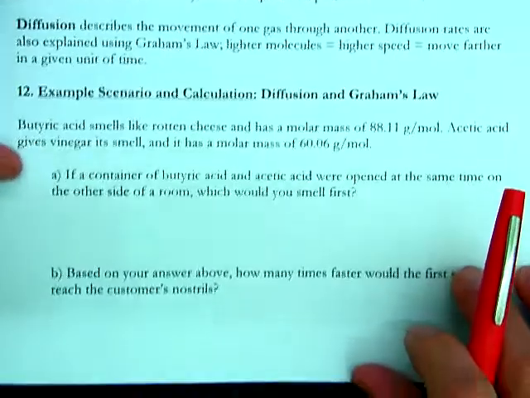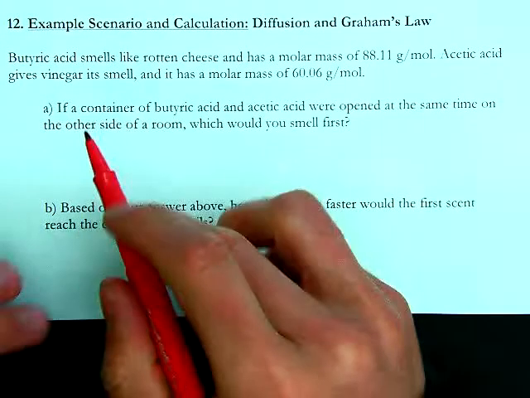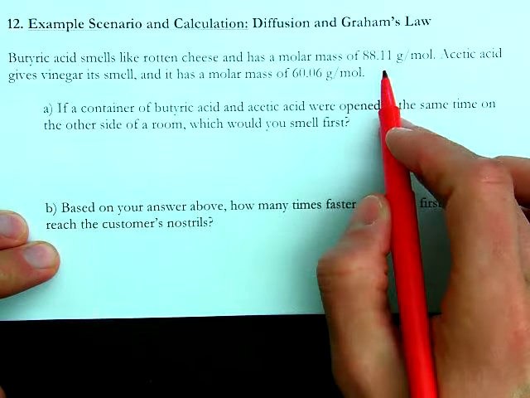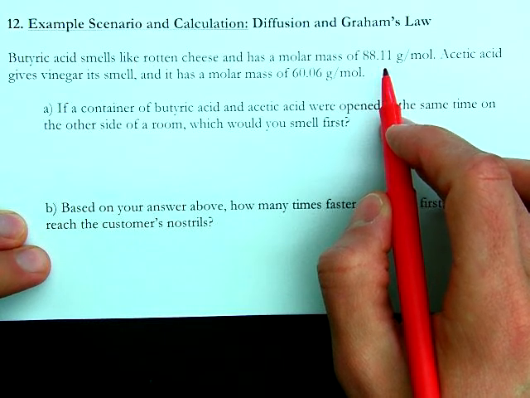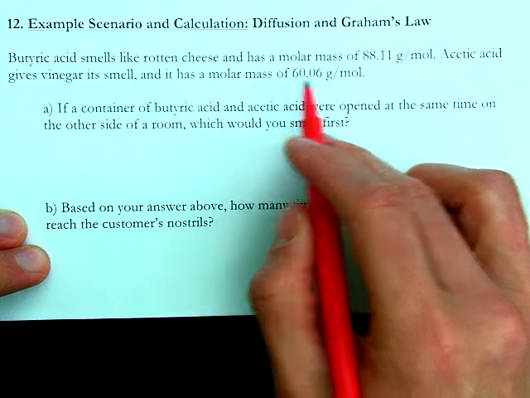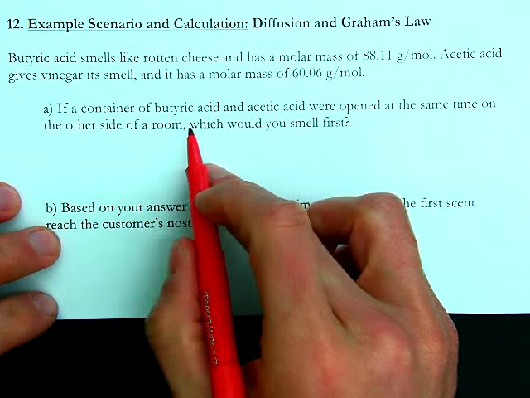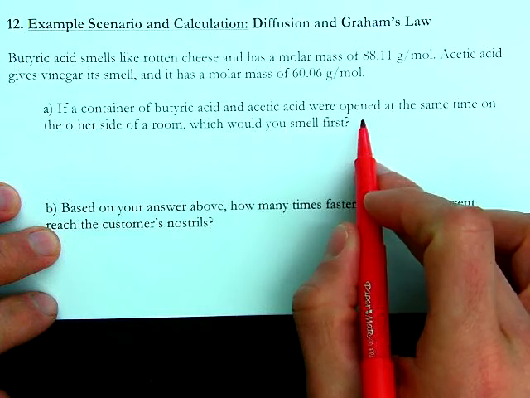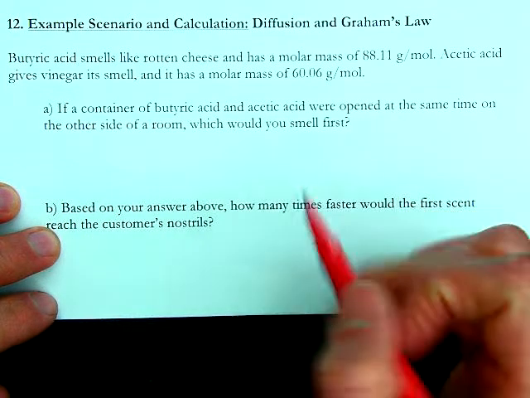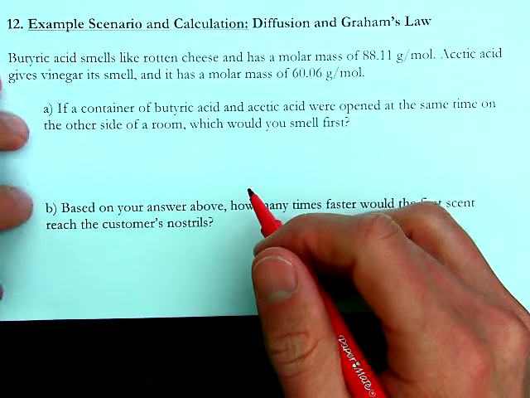The first example problem says, butyric acid smells sort of like rotten cheese. It's putrid smelling, and has a molar mass of 88.11 grams per mole. Acetic acid is what gives vinegar its smell, and has a molar mass of 60.06 grams per mole. If a container of butyric acid and a container of acetic acid were opened at the same time on the other side of the room, which would you smell first? So which molecules would reach you first? This is basically saying which of these two molecules will diffuse through the room faster.